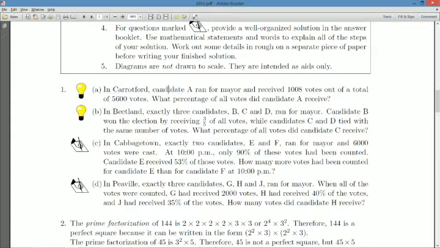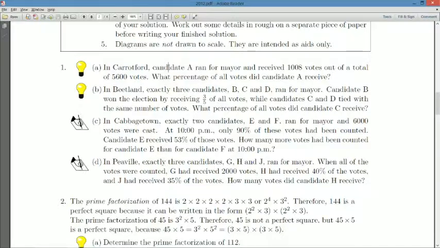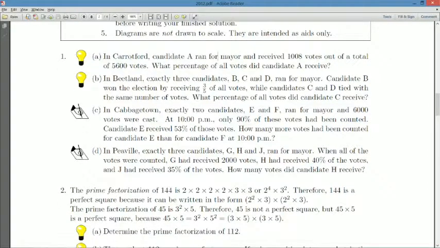Alright, 1A. In Carrotford, candidate A runs for mayor and receives 1,008 votes out of a total 5,600 votes. What percentage of all votes did candidate A receive? Okay. What percentage is a rather trivial matter to calculate for 9th grade students. We determine the fraction of votes and multiply that by 100%. It's just sort of like a unit conversion almost.